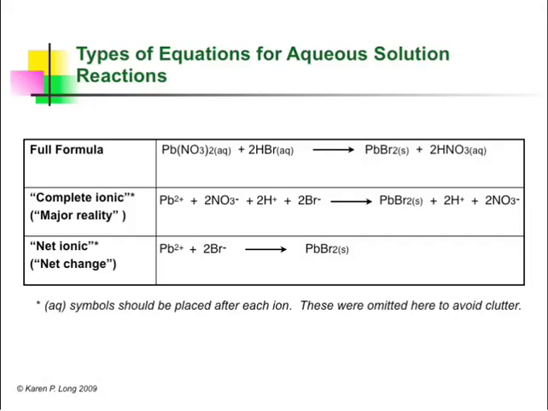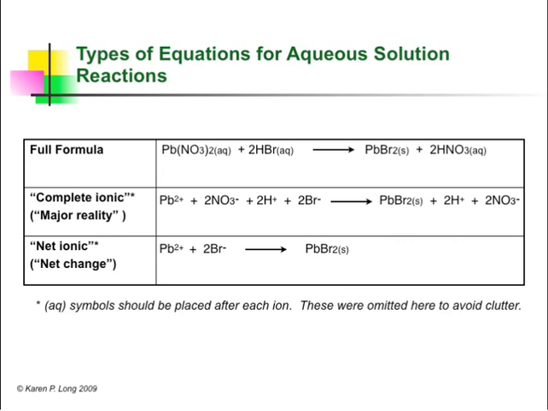First, some background. Here you see the 3 types of equations that we typically talk about in the context of net ionic equations: the full formula equation, the complete ionic equation, and the net ionic equation. The full formula equation is a reaction equation written in the usual way. The full formula of each substance is shown.